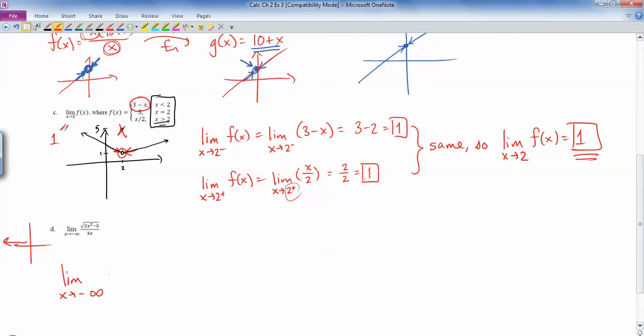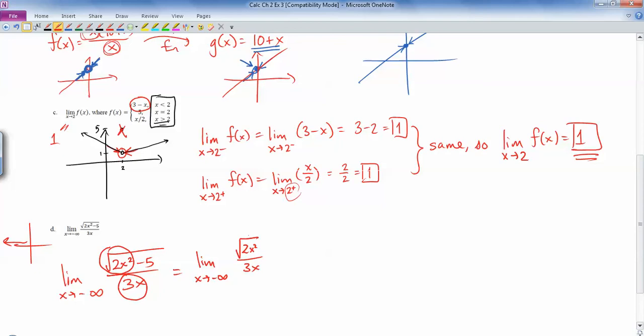It's implied. So for this one, we're looking at the square root of 2x squared minus 5 over 3x. Now remember, when you're looking at infinite limits, a nice trick to do is that out at infinity, only the dominant terms of the numerator and denominator are the ones that matter. So we can turn this into the limit as x goes to negative infinity of the dominant term on top over the dominant term on the bottom. So that's root 2x squared over 3x.